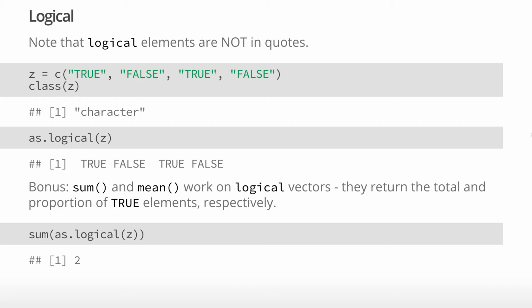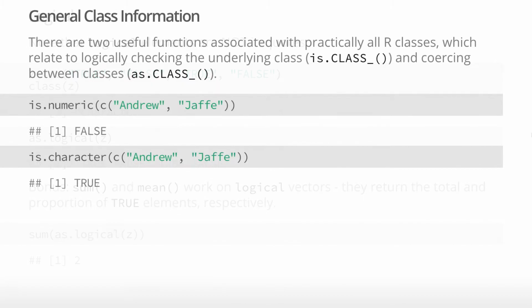And again, I've already shown you very briefly that these sums on logical vectors are really important when we talk about missings. So like I said before, there's is.character, is.logical, all that kind of stuff. There's also, which I've already introduced, is.na. Is it missing? Yes?